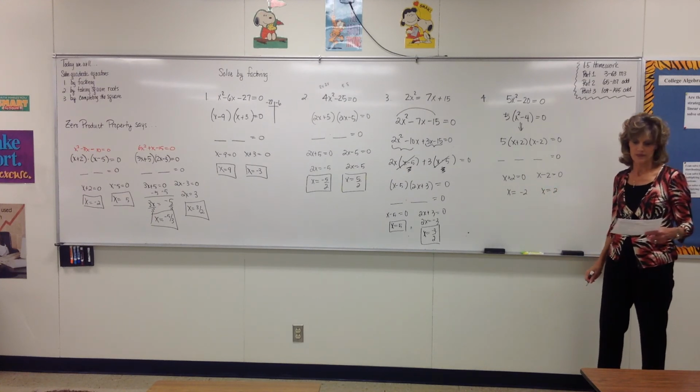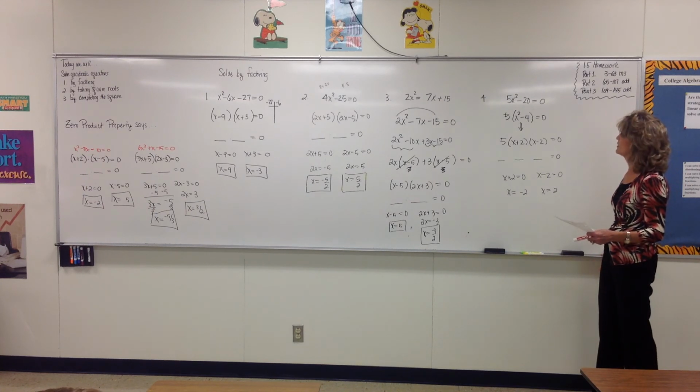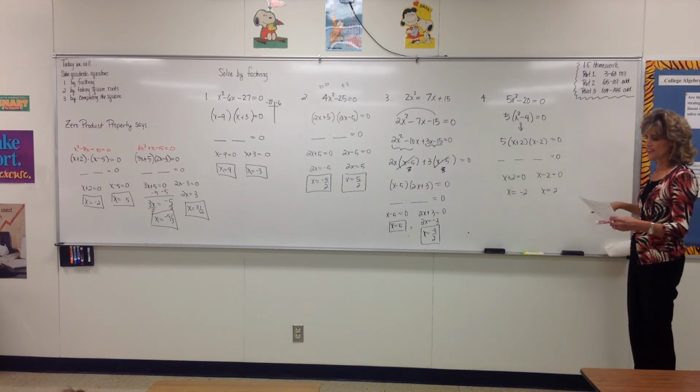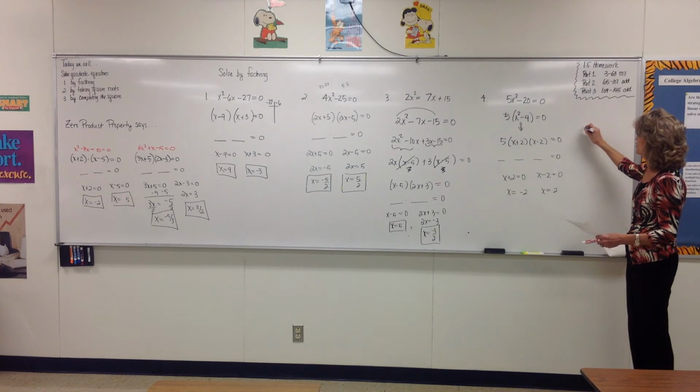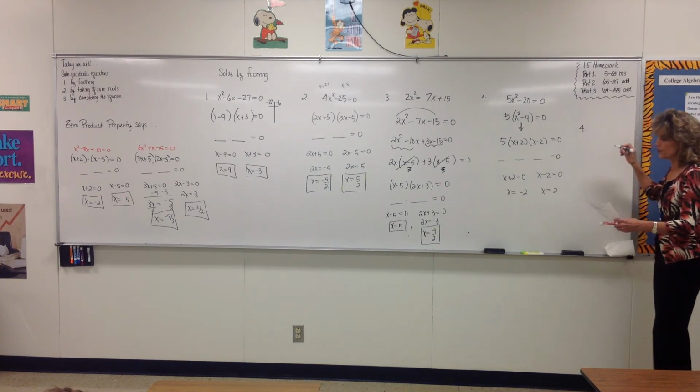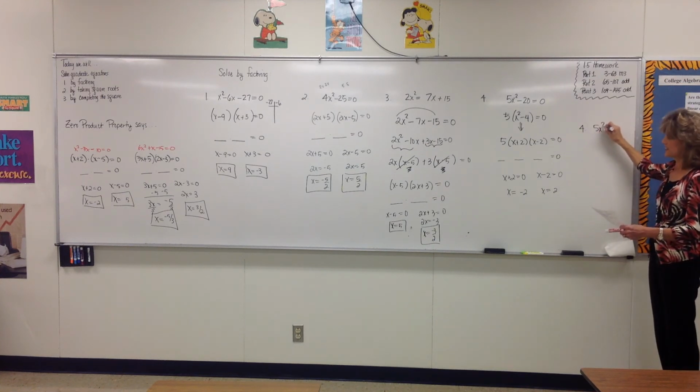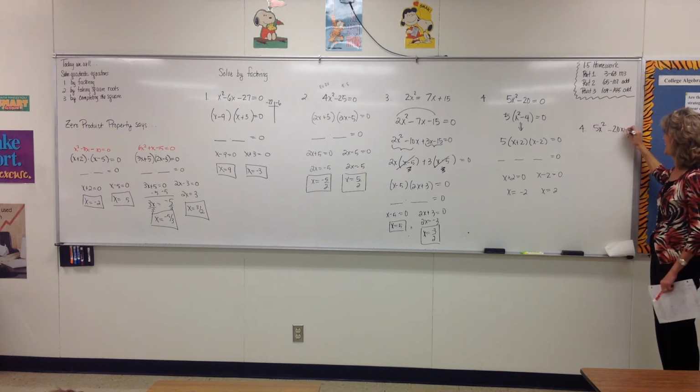Are you okay? Or did I miscopy this problem? I did, didn't I? Write that down as an extra one. Here's the problem that was on your notes. On number 4 on your notes, it was 5x squared minus 20x equals 0.